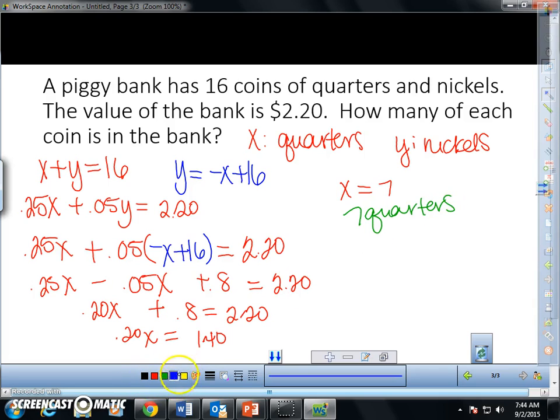If we plug that back into our first equation, you can use the x plus y equals 16 or the y equals negative x plus 16, either way. But we've got 7 plus y is equal to 16, so then y is going to be equal to 9, which means that we have 9 nickels. So again, make sure with your final answers that you define each of those things. There are 7 quarters in the piggy bank and 9 nickels in the piggy bank.